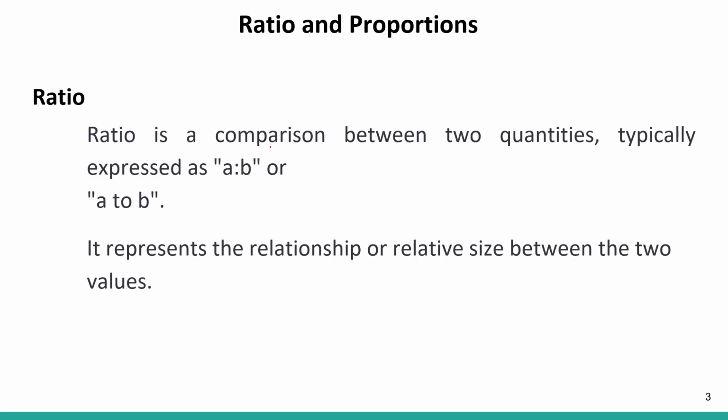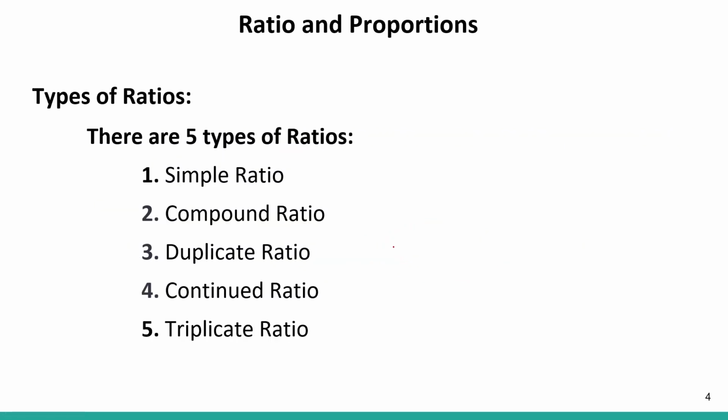Ratio was nothing but a comparison between two quantities. It is typically written as A is to B or A to B, and it represents the relationship or relative size between the two values. Okay, so let's see the types of ratios.